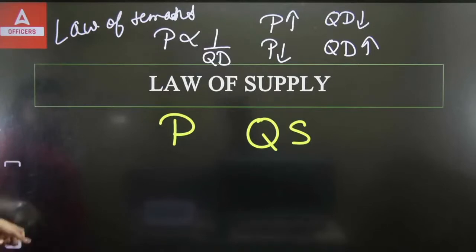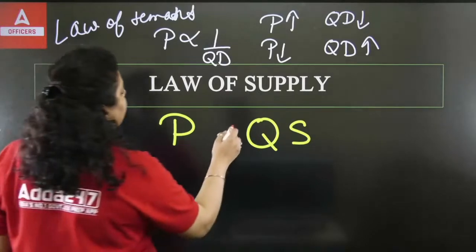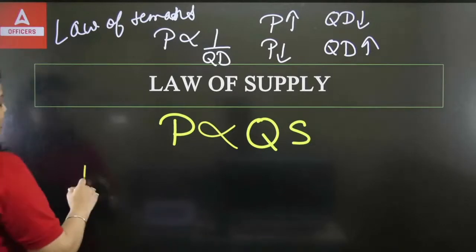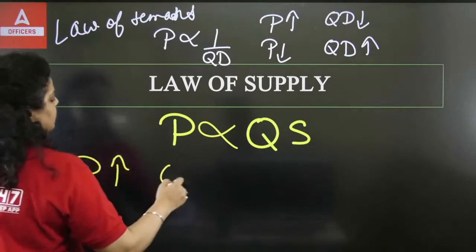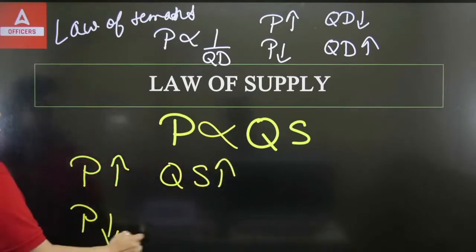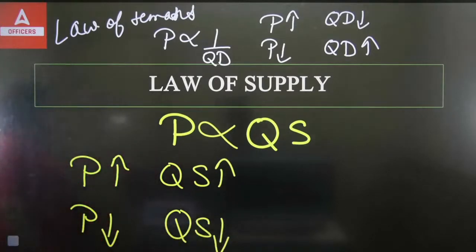Now the law of supply says that price and quantity supplied have a direct relation. It means whenever the prices are increasing, the quantity supplied will increase, and whenever the prices are decreasing, the quantity supplied will also decrease. This is what the law of supply is.